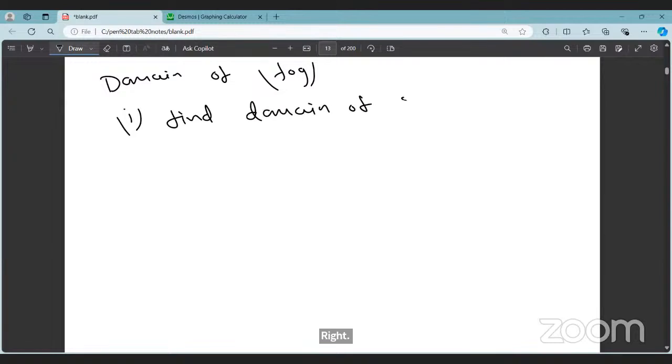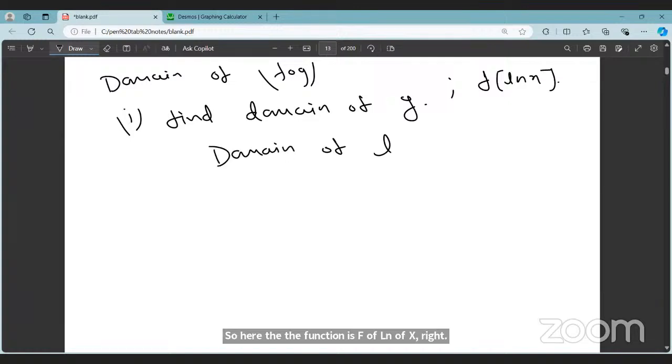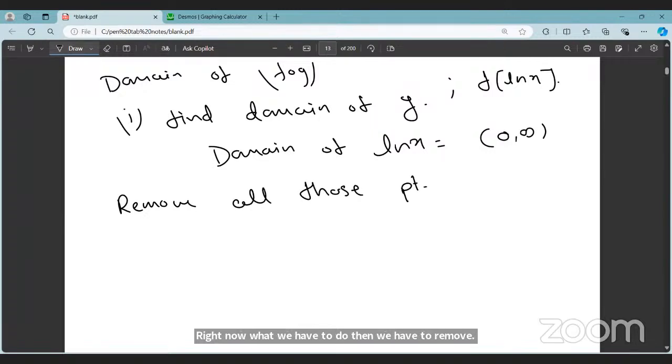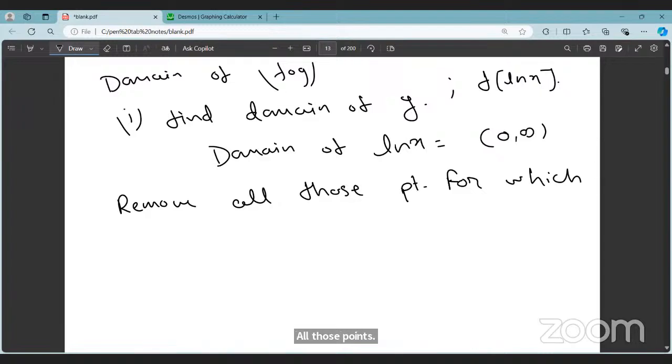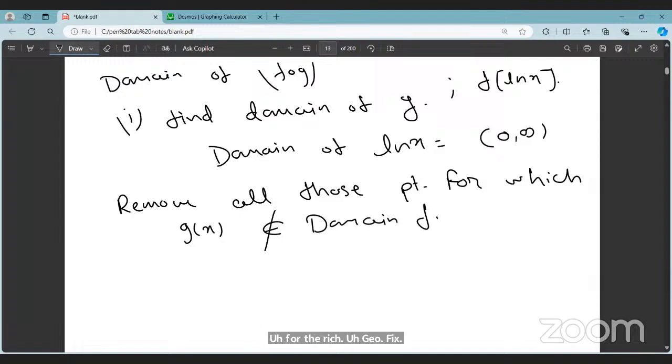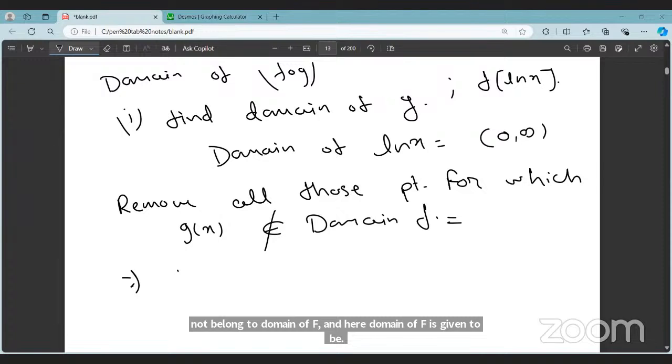the domain of g. Here the function is f(ln x), and the domain of ln x is the open interval (0, ∞). Now we have to remove all those points for which g(x) does not belong to the domain of f, and here the domain of f is given to be the open interval (-3, 1).